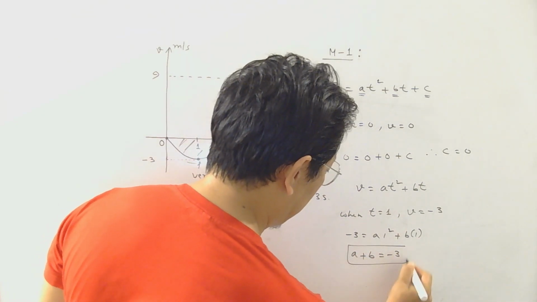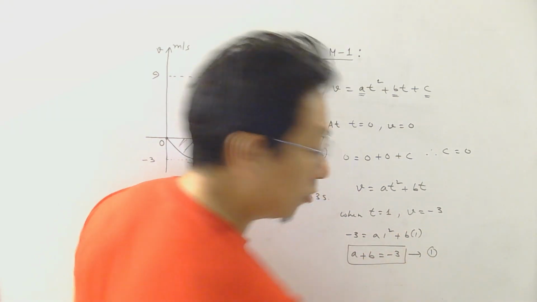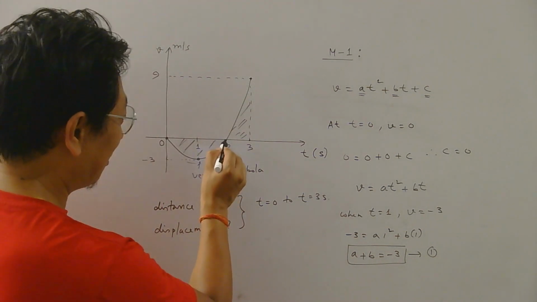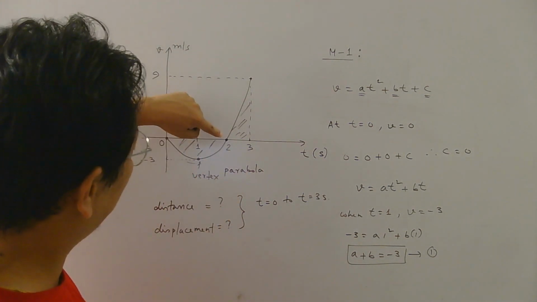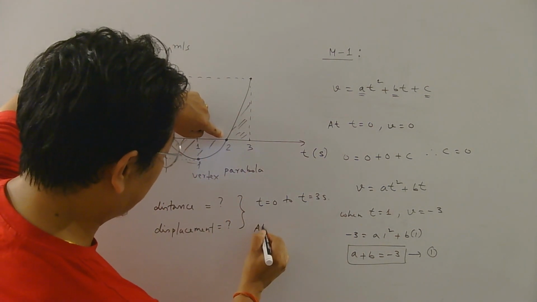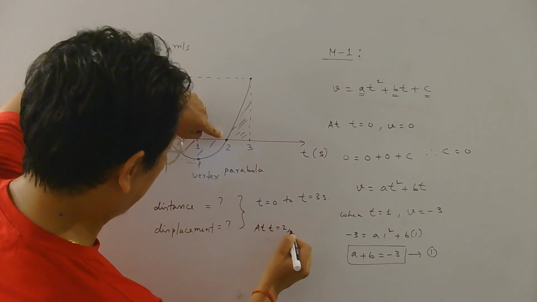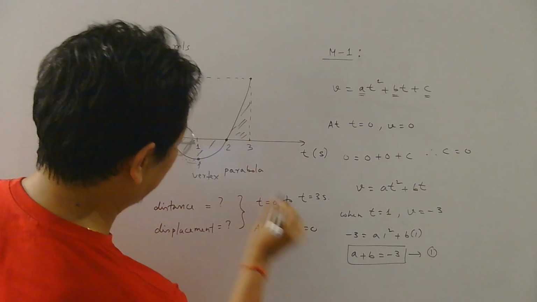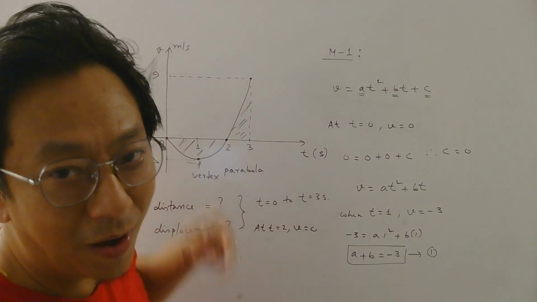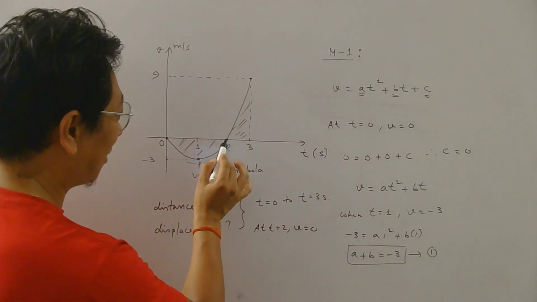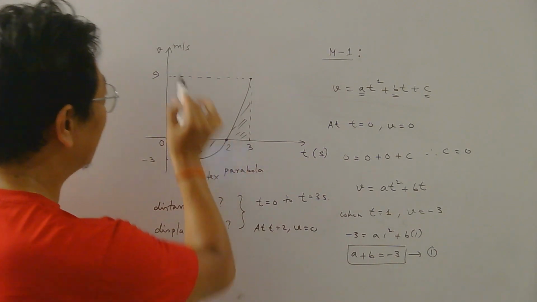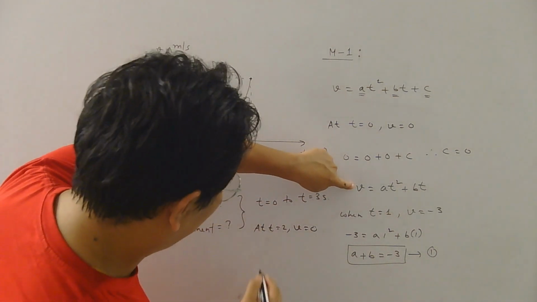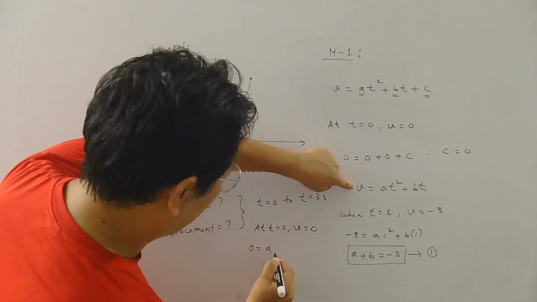So this is one equation. Now you need one more equation, right? So you need one more point. So you can use this point. What does this point say? At t equals 2, what is v? 0, right? Because this point is on the x-axis, so the y coordinate should be 0. So at this point t is 2, v is 0. So put this condition in this equation. So v is 0 when t is 2.